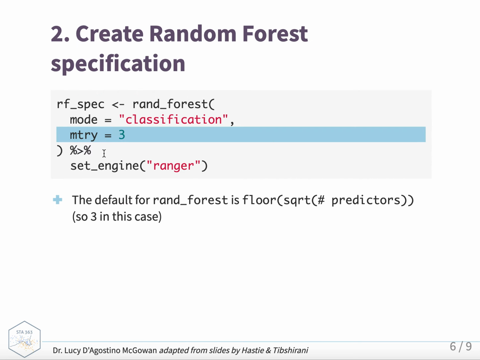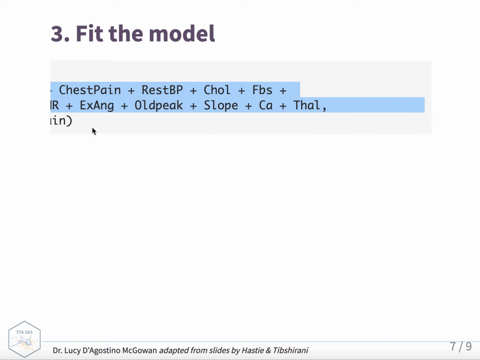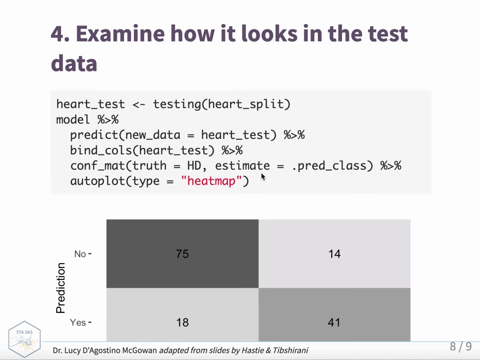So this is my specification. I'm going to do random forest instead of bagging in this case. We know this has a little bit of an improved variance, and so we're going to do that. So I'm plugging in that model specification. I've got my same model here that I'm fitting. I'm using those 13 variables to predict heart disease here. And I'm using my training data to fit this model. And then I can examine how this looks in the testing data. So I can pull out that test data from my split, and I can make a nice confusion matrix to see kind of how well it does.